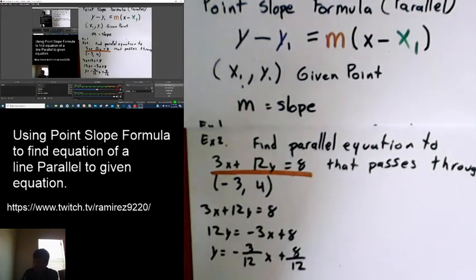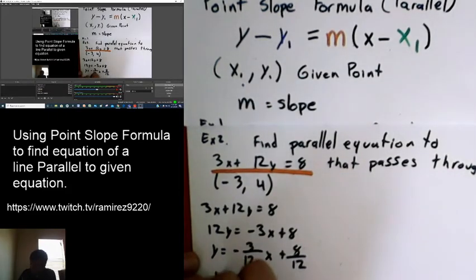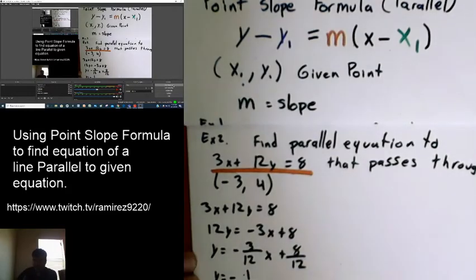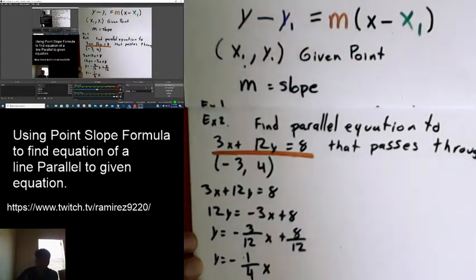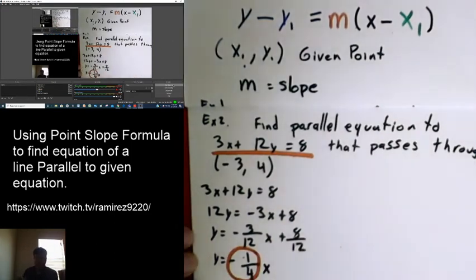3 divided by 12, they're both divisible by 3. And 3 divided by 3 is just 1, and 12 divided by 3 is 4. So this becomes negative 1/4 x. So my slope is negative 1/4. That's my slope right there.